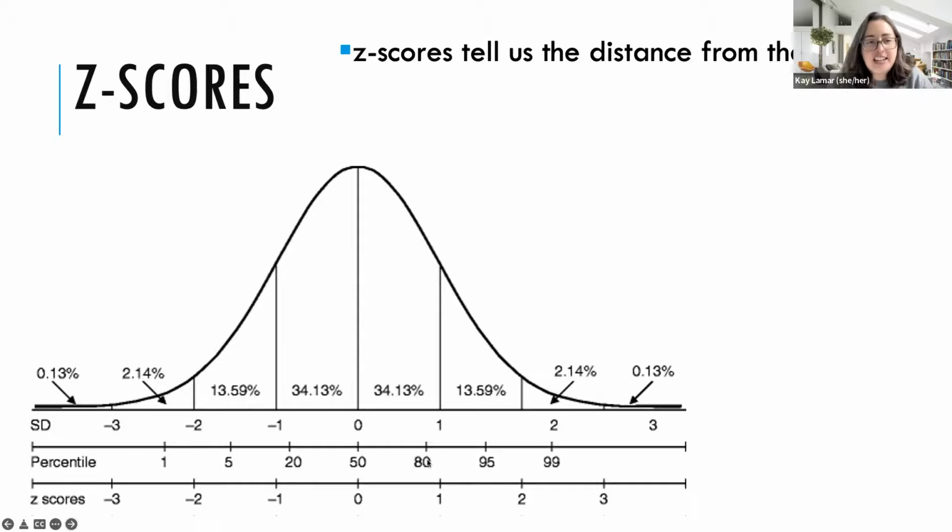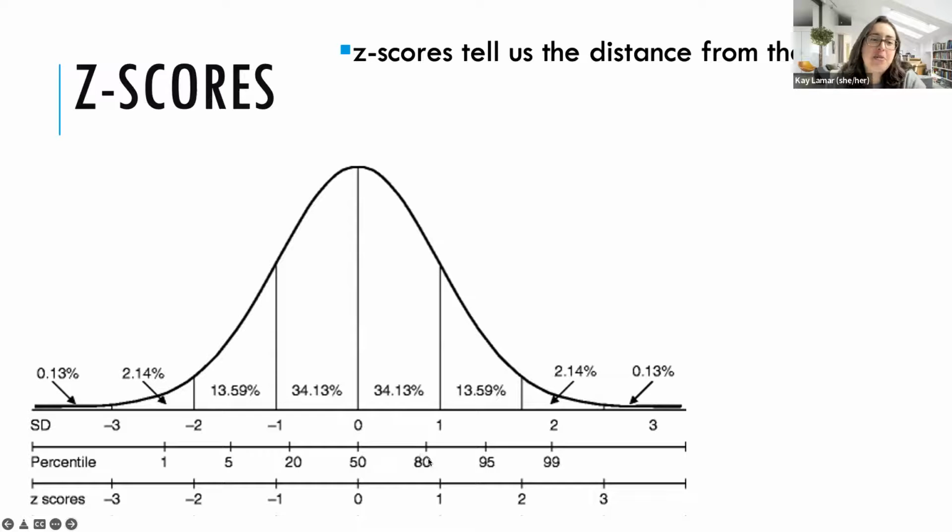Now, I want you to think for a second also. If you were to just look at these percentages up here, the 0.13, the 2.14, 13.59, and so on, if you were to add up these values, you'd also get the percentile, right? So if you think about 1 standard deviation above the mean and wanting to know what percentile that would be, you could add up 34.13 plus 34.13 plus 13.59 plus 2.14 plus 0.13, and what would you get? You get about 84. So that means that anyone who's 1 standard deviation above the mean is in the 84th percentile. It's kind of cool.